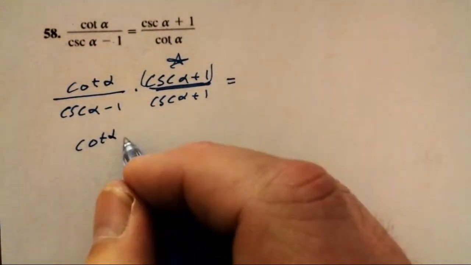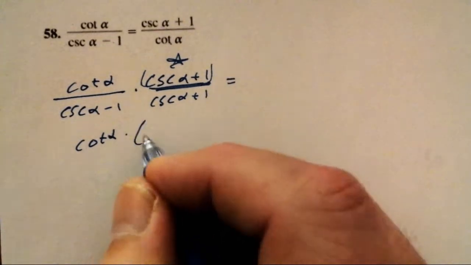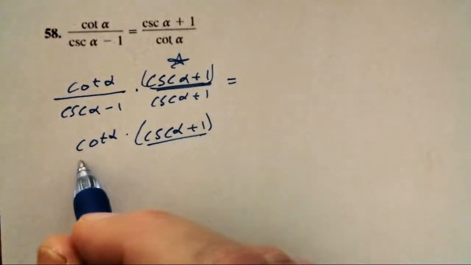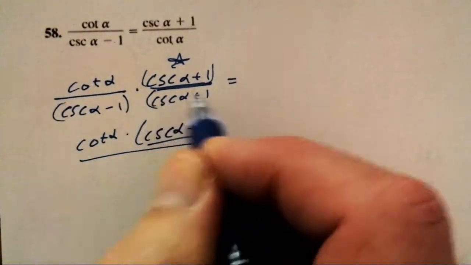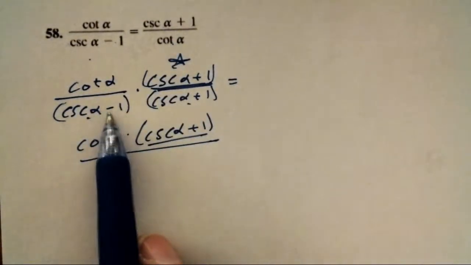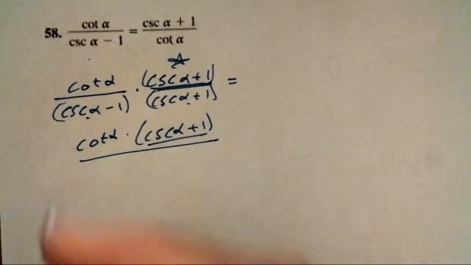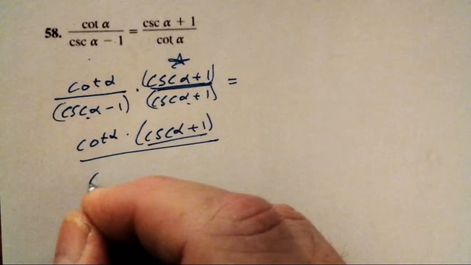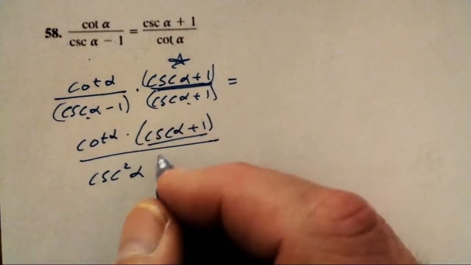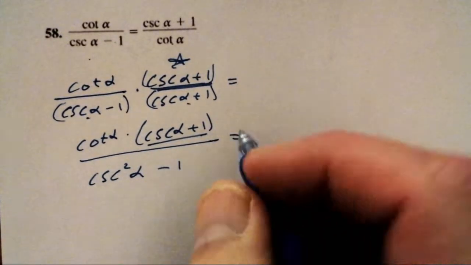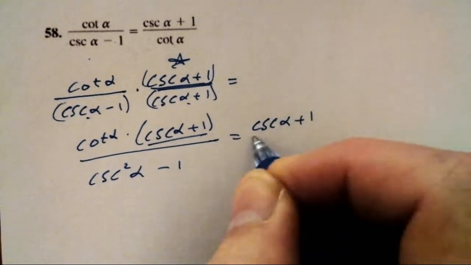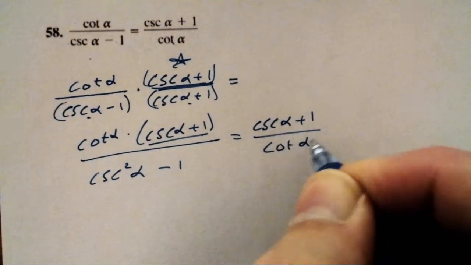This right here is the only thing I like right now. Cotangent fish times cosecant fish plus 1, that's my matched factor. But with these, there might be a payoff because nothing good's in the denominator here. I want this to turn into cotangents. So let's see. I FOIL the denominator: cosecant squared fish plus a cosecant minus a cosecant and minus 1 equals cosecant fish plus 1 on cotangent fish.